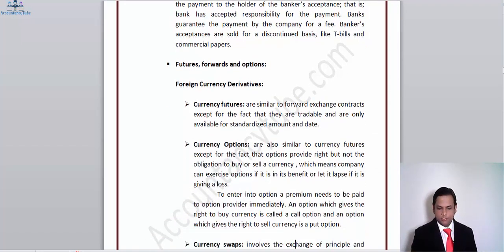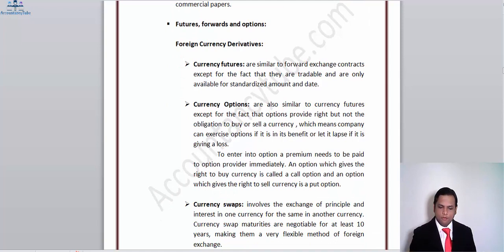Then we have got the futures, forwards, and options. Now, futures, forwards, and options are basically financial instruments. They are not like shares or debt instruments. However, their base can be either of them. They are derived from the base contracts, which could be debt or equity. Firstly, we will be discussing currency derivatives. Then we will be moving towards interest rate derivatives.